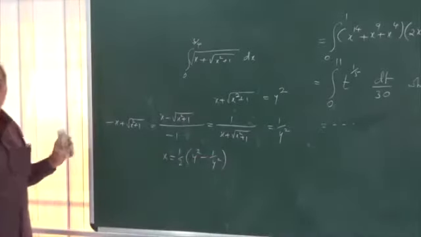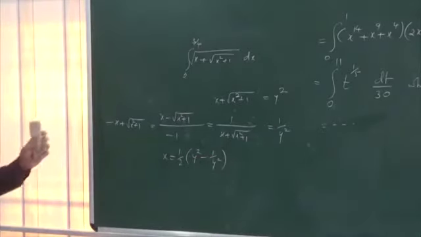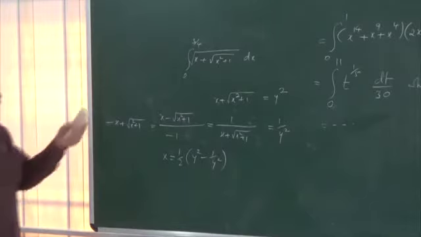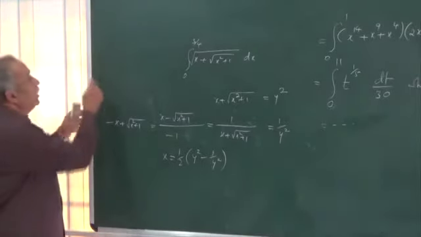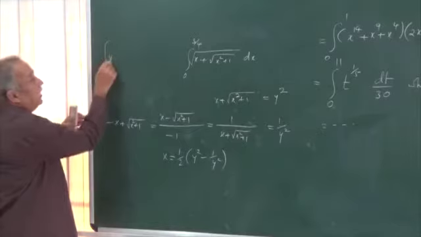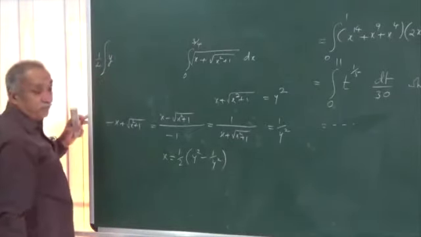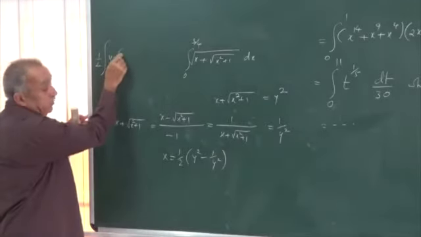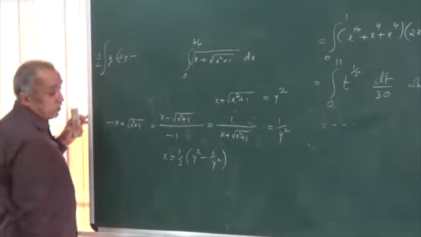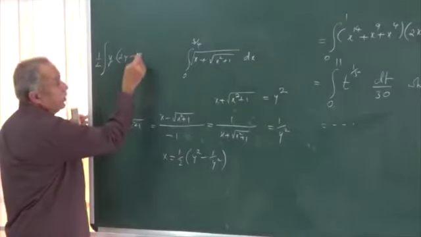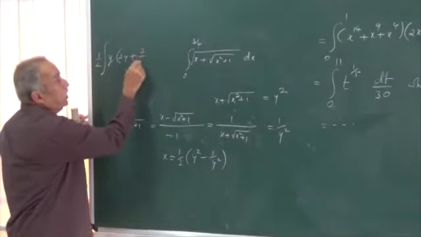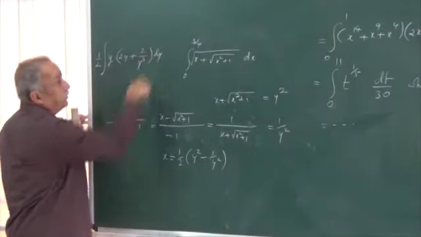So what is the replacement for dx? You can easily obtain it now. My integral becomes integral y into dx. dx is half of derivative of y square, 2y, minus derivative of 1 by y square, minus 2 by y cube, dy.